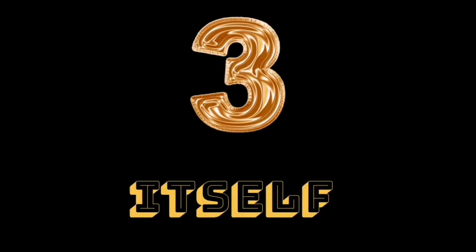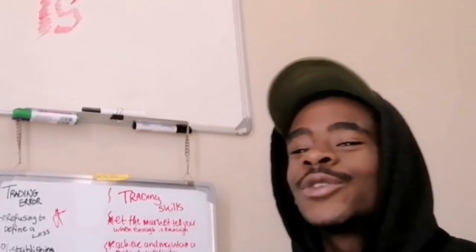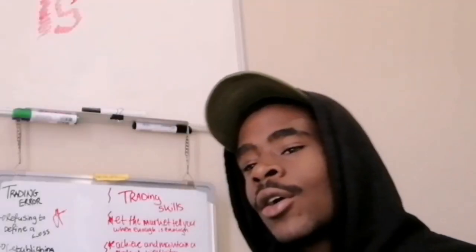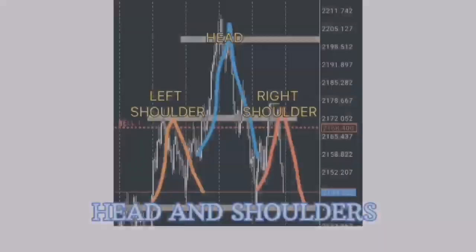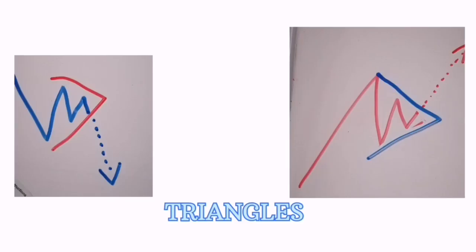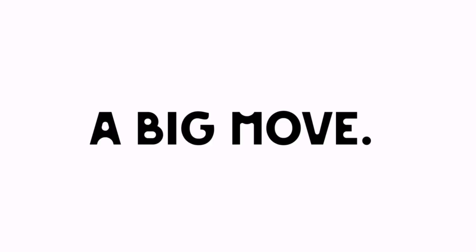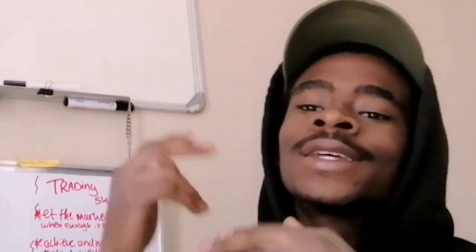Principle 3 is history repeats itself. Finally, we have the principle that history repeats itself. As I mentioned before, market psychology drives a lot of price action, and human psychology tends to be predictable. The same patterns and behaviors we've seen in the past are likely to happen again in the future. This is why chart patterns like head and shoulders, triangles, and double bottoms can be so effective. Traders know that these patterns often precede a big move, and they can use them to predict the next price action.